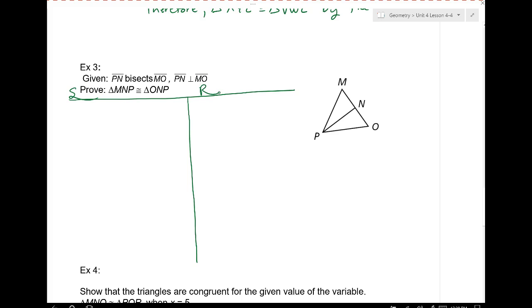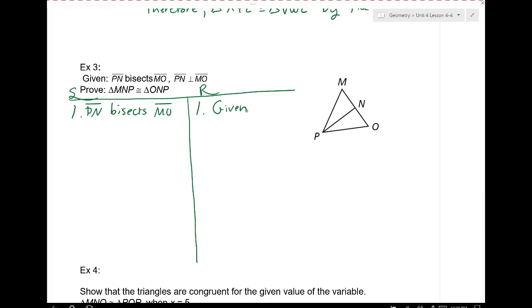But we need to still mark up our diagrams, and we need to logically be able to put this stuff down. Now, guys, like all proofs, where do we start? Given. With our given. So let's start with the given here. And really, could you start with either one? Yeah, it's okay, either one that you do. So on this one, I'm going to go segment PN bisects segment MO. Given.